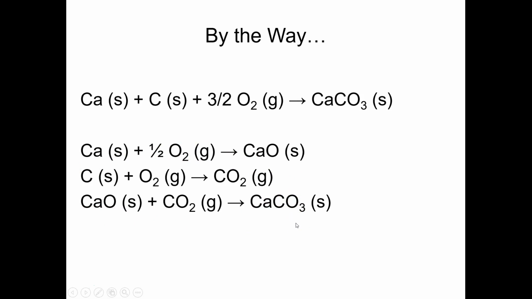carbonate as a product. And if you notice, I'm not doing a full treatment of this, but now there's calcium oxide on the right and on the left. There's carbon dioxide on the right and on the left. When you add these things up and cancel those things out, you just get calcium plus carbon plus 1.5 moles of oxygen gives you calcium carbonate.